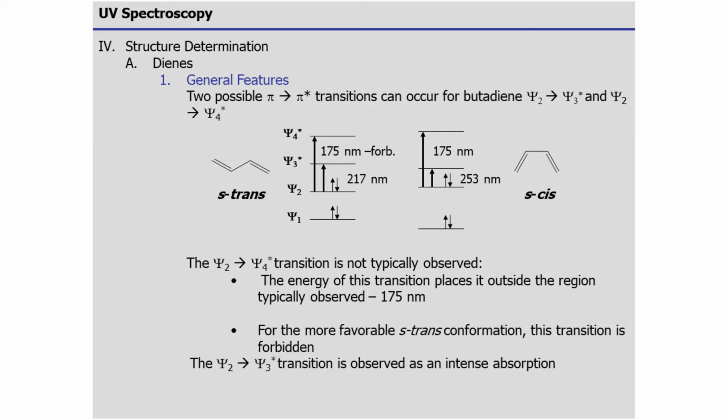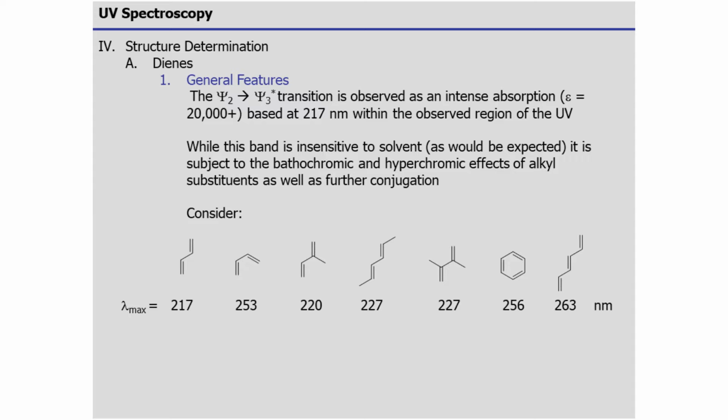The S-trans conformation is more favorable, leading to an intense absorption at 217 nanometers, while the S-cis transition is typically forbidden. The pi2 to pi3 transition in butadiene is observed as an intense absorption at 217 nanometers. This band is insensitive to solvent, and is influenced by alkyl substituents and further conjugation.